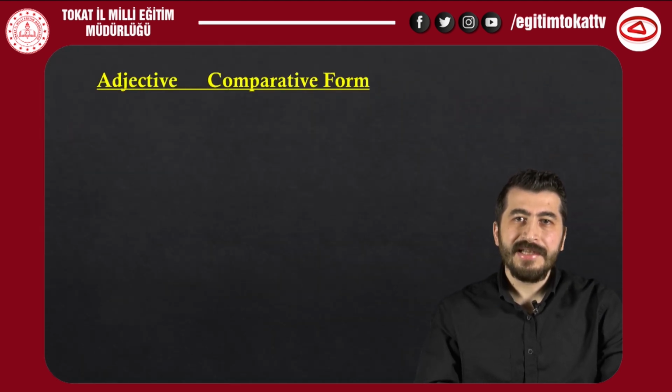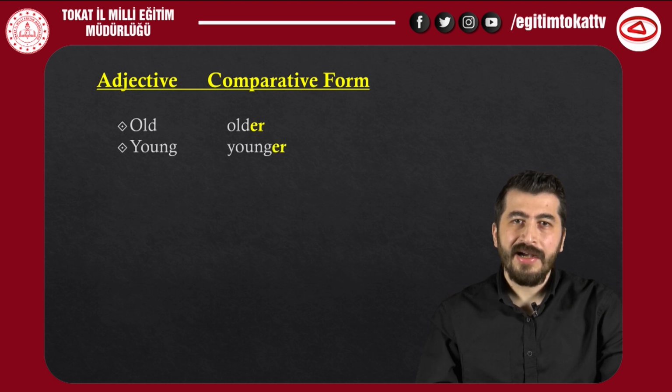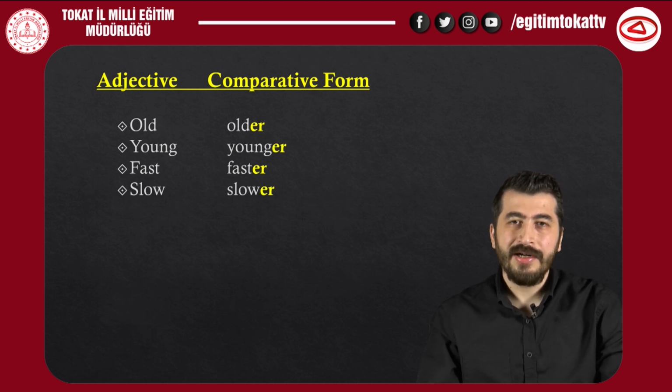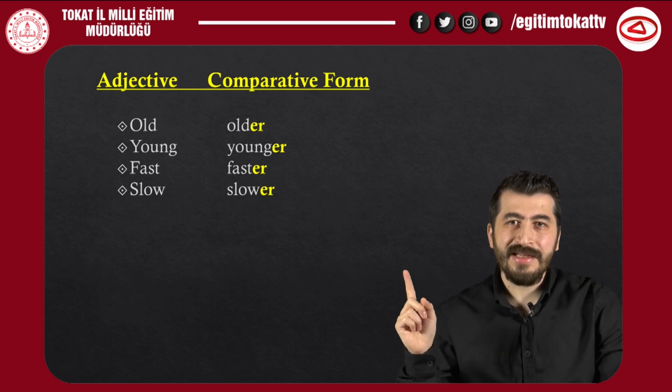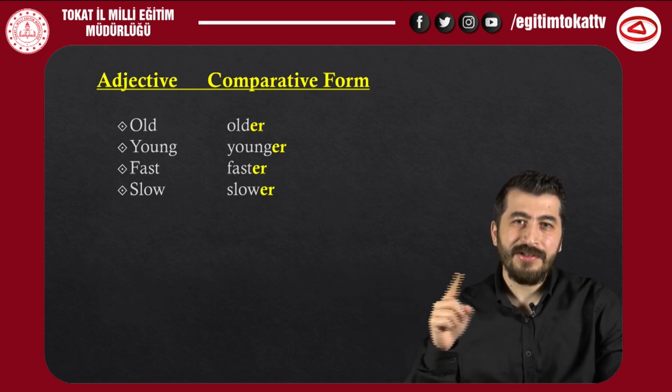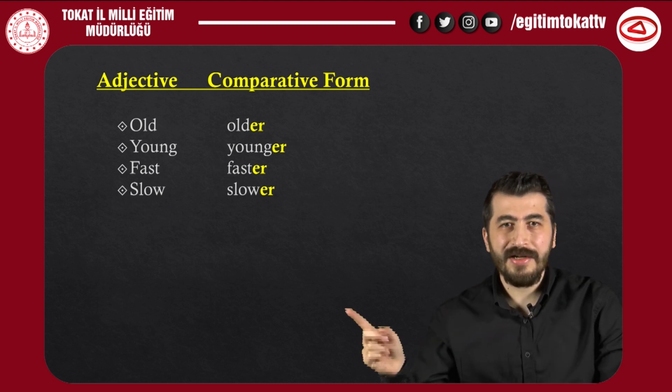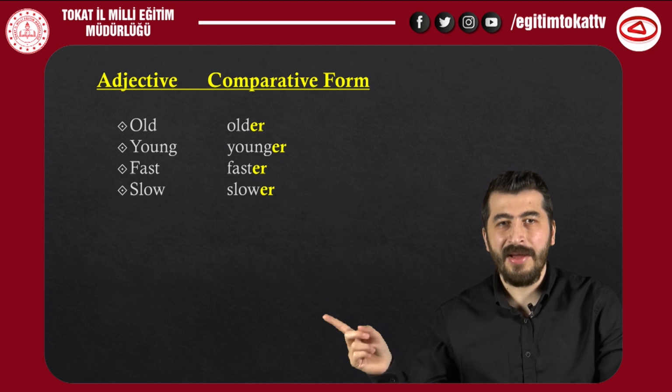Now we have some adjectives and their comparative forms. Let's see. Old, older. Young, younger. Fast, faster. Slow, slower. Let's make an example with fast and slow. Rabbit and turtle. A rabbit is faster than a turtle. A turtle is slower than a rabbit.